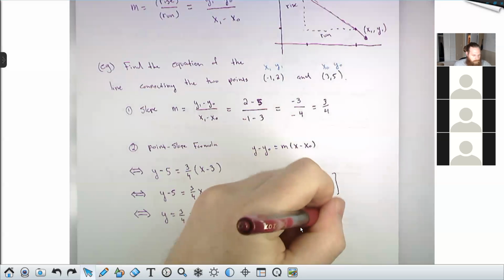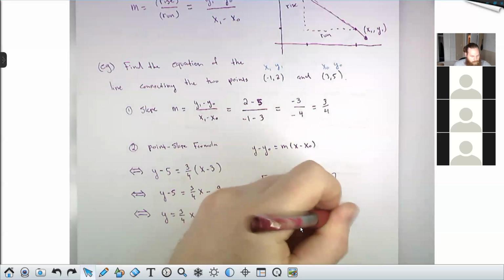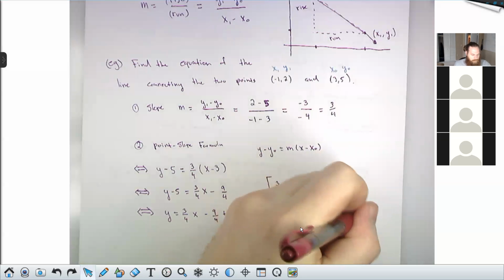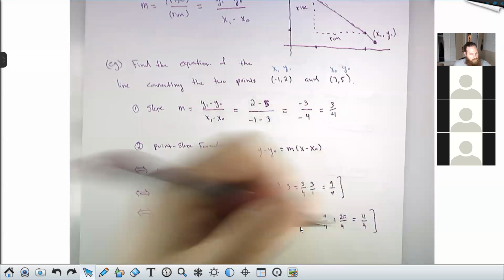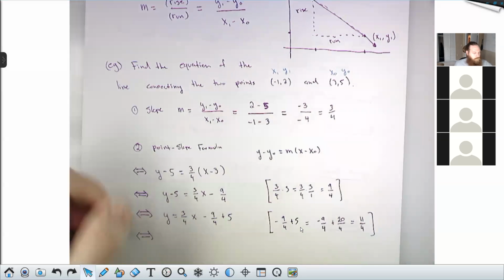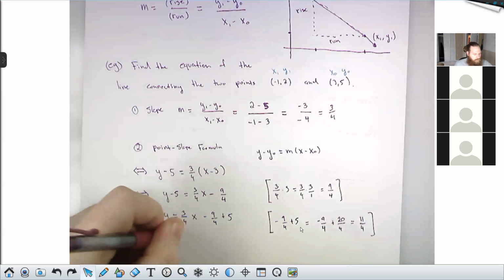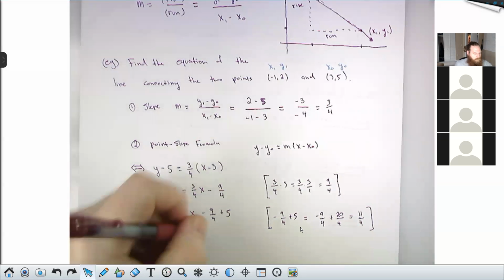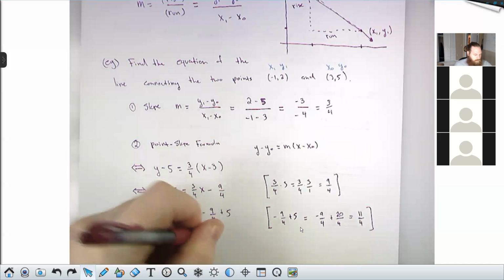So this is negative 9/4 plus 20/4. And now we can just add the numerators. So negative 9 plus 20 is positive 11. So this is 11/4. So our final answer here, if we wanted this in the form y equals mx plus b, would be y equals 3/4 x plus 11 over 4.